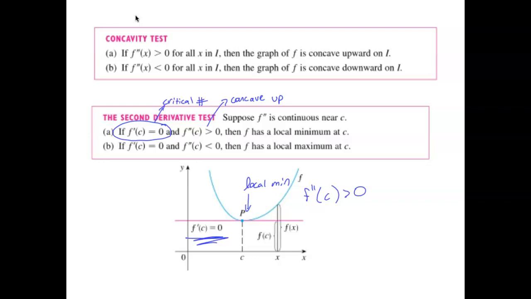Likewise, if you have a critical value and f double prime is less than 0, so the graph is concave down. So that would look like that. You'd still have your derivative as 0 there, but also the second derivative is negative there, so it's concave down. So that has to be a local max.